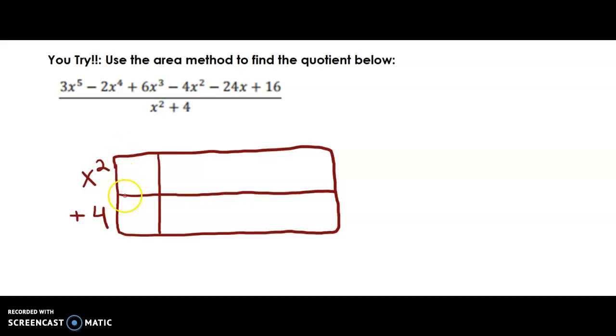What is my first term going to be in this top left box? That's right, always starting with the first term in our long polynomial here, 3x to the 5th. And now we can continue. I'm going to have you finish the area model now and then check with my work when you are finished. See if you can come up with the quotient for this problem here.